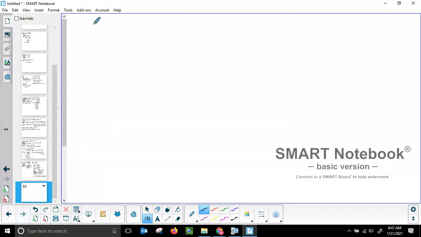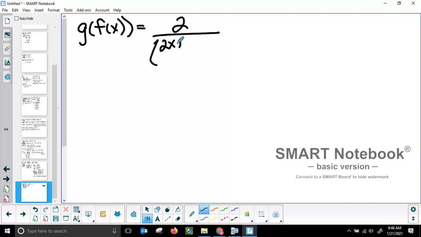Now I will do g of f of x. All right. So now I'm taking the f of x, the entire f of x function, and plugging it in for x into the g of x function. When I do that, I will get 2 over, instead of x, I will have 2x plus 1 over 3x minus 2.